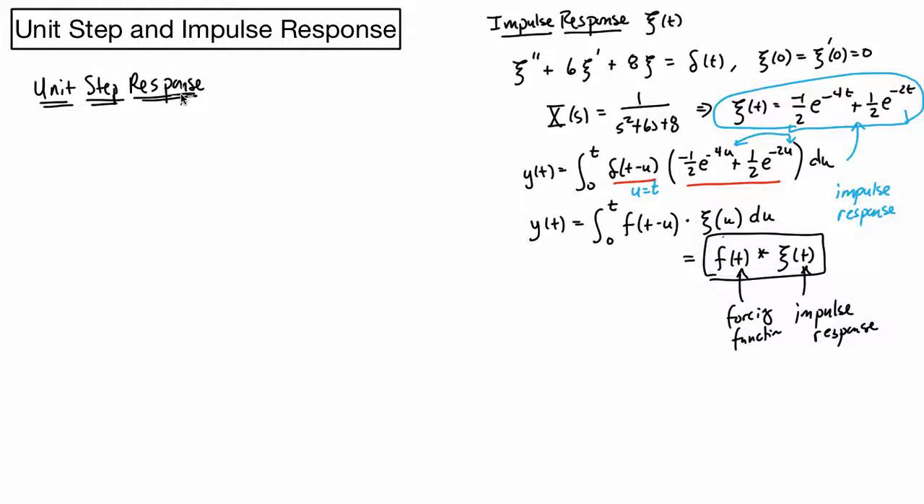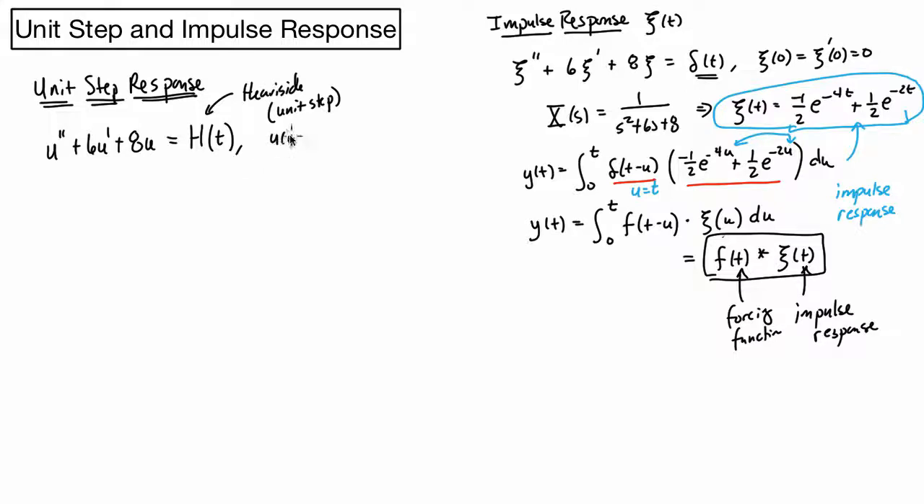So the unit step response is very similar to the impulse response. It is u double prime plus 6u prime plus 8u. So I'm looking at that original differential equation. And instead of putting the delta function on the right-hand side, you put the Heaviside function, which is called the unit step function. So I'm going to put the Heaviside function, or the unit step function, on the right-hand side and solve the differential equation.